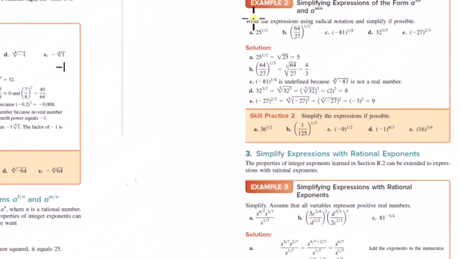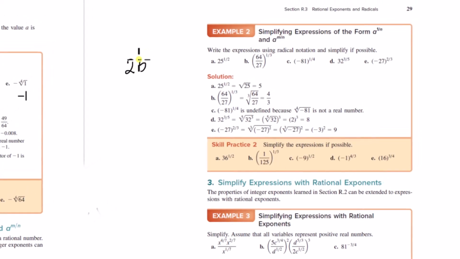25 to the 1/2 power. Well, we know that means the principal square root of 25, that's 5. Okay. What about 64 over 27 to the 1/3 power? We know that's this. Okay, well, we just kind of worked problems like this. We just want to figure out what number, when you cube it, do you get 64? That's going to be 4. What number when you cube it do you get 27? And so it's cubed, so it's only going to be the positive. 4/3 times 4/3 times 4/3 is 64 over 27.